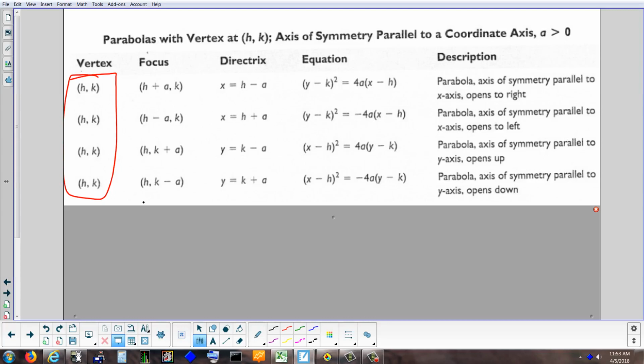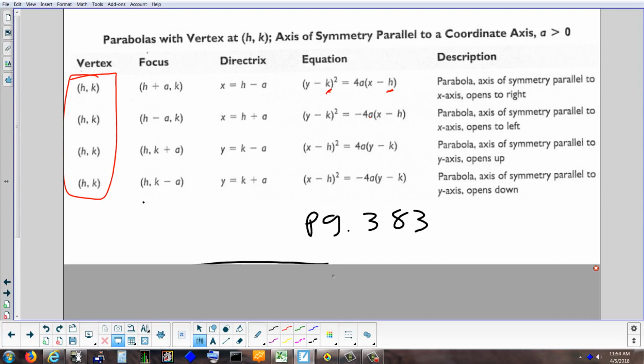You've got y squared, positive 4. Y squared, negative 4. X squared, positive 4. X squared, negative 4. So you still have the opening up, down, left, and right. The only difference is this and that. So whatever the coordinates are of the vertex, you put those two numbers in those two spots. We'll go through an example or two. This table is on page 383, if you want to write it down. You don't have to copy it, it's all in your packet.